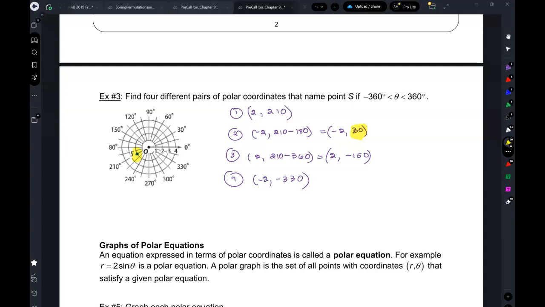Yeah, that's the first one, right? But we want it to be between 360 and negative 360. Yeah, otherwise you could go like infinitely, right?